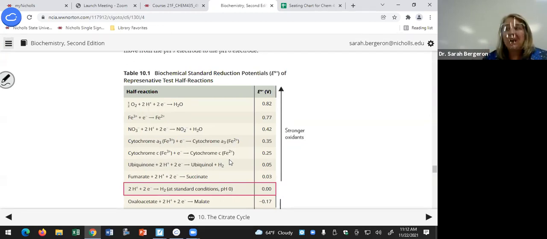So you don't have to memorize these. You just have to understand it, that this is why electrons move. So don't worry about memorizing the standard potentials. If I need you to know that, I'll give that to you. But you have to know why they are moving.